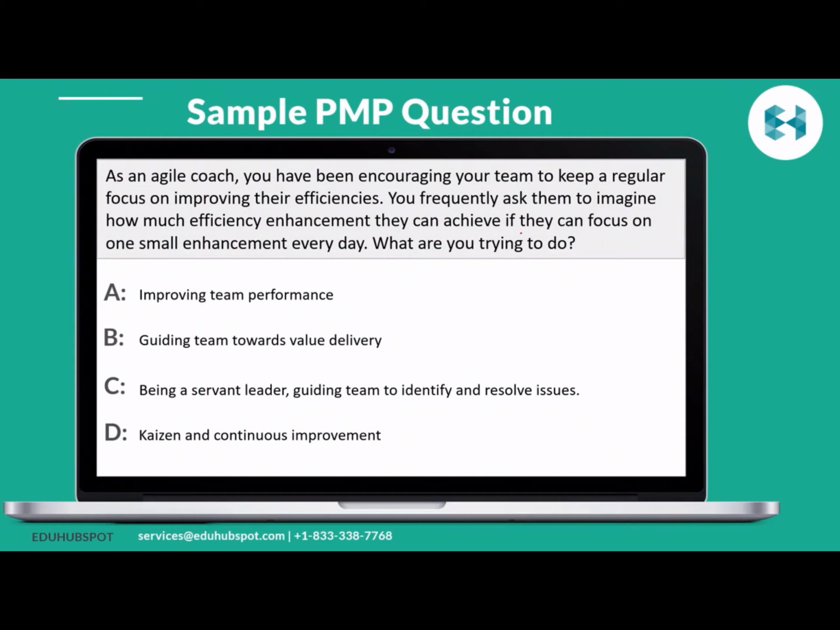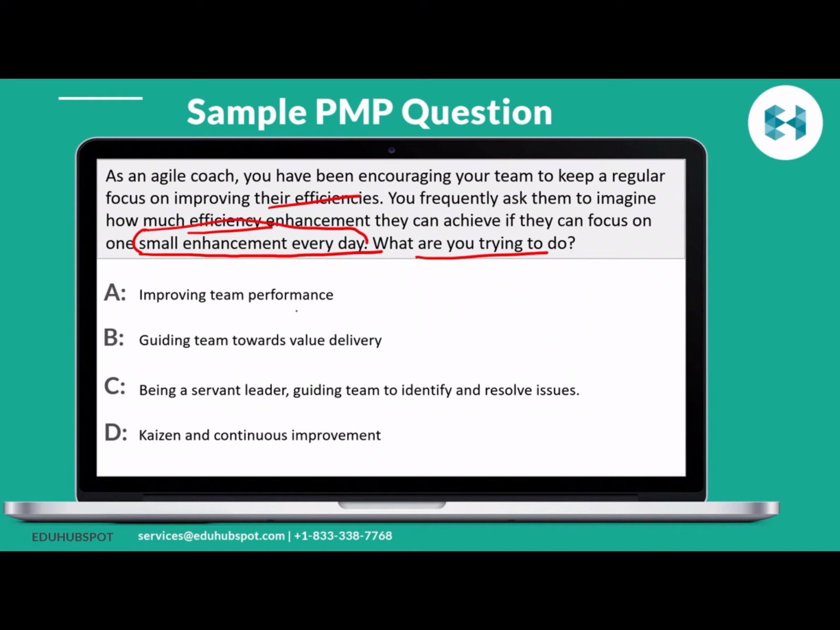As an Agile coach, you have been encouraging your team to keep a regular focus on improving their efficiencies. You frequently ask them to imagine how much efficiency enhancement they can achieve if they can focus on one small enhancement every day. What are you trying to do? So when you see questions like these, you have to do one thing. Try to come up with the keywords. Try to see the keywords which are there because that will help you to understand the question. So basically, I would say the keyword in the question is one small enhancement every day. That's what they are doing.